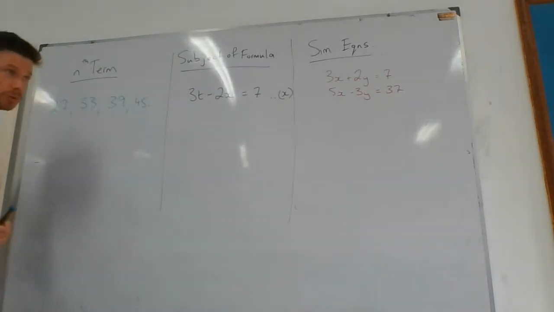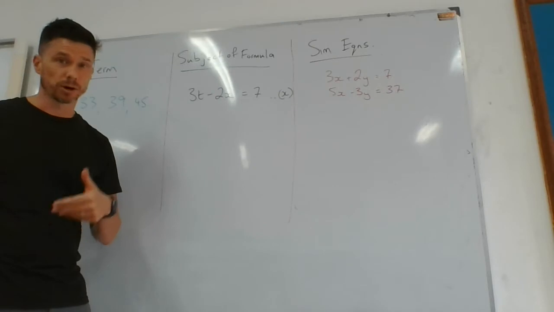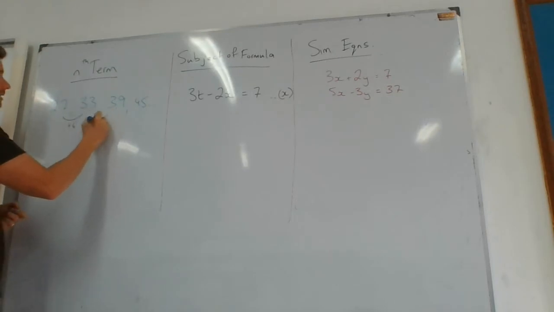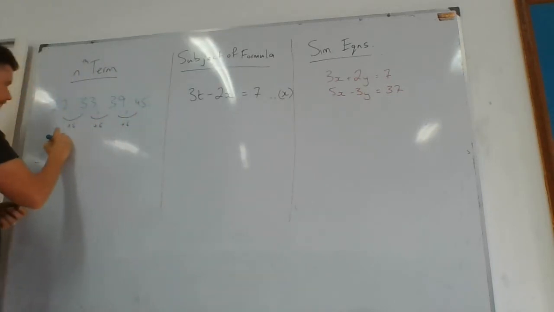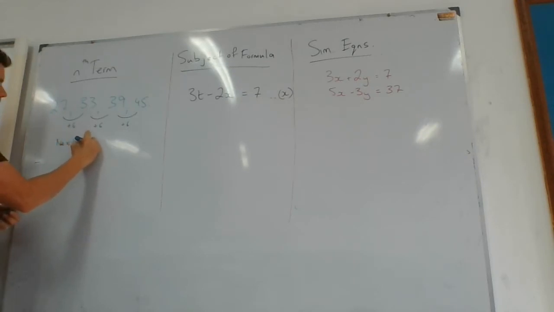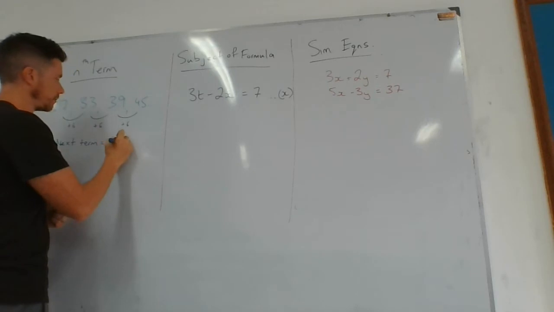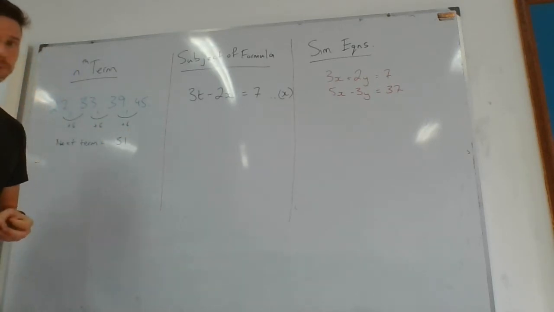The nth term is usually a follow-up question to what's the next term in a sequence. So if we look at this sequence, you can see that we are adding 6 to each term. So to get the next term, we would just add 6 to 45, and that would be 51. So that's hopefully pretty straightforward.